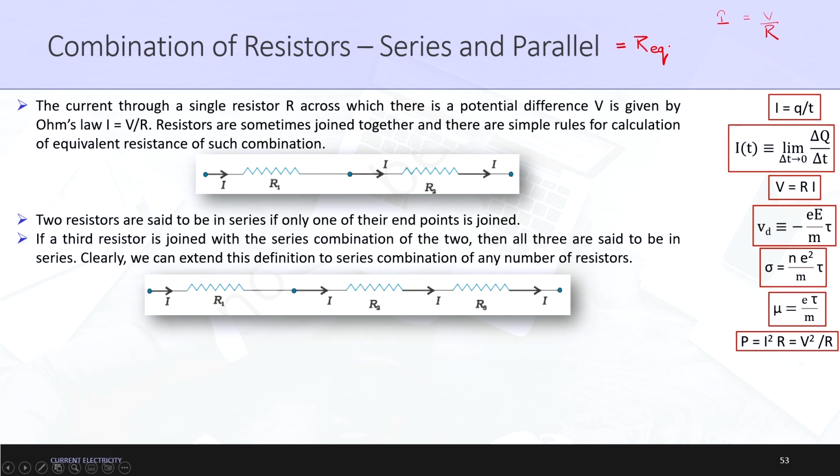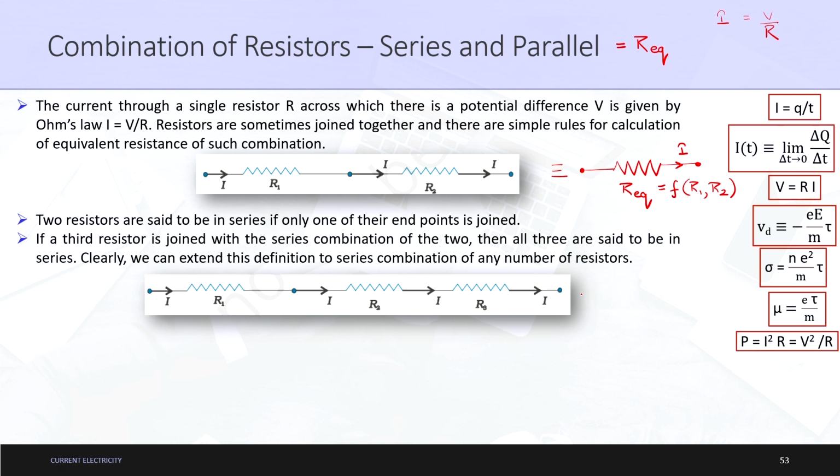Resistors are sometimes joined together and there are simple rules for calculation of equivalent resistance of such combinations. Let us say this is the first combination, for which we just need to find out the value such that if I make it a single resistor like this, with the current I passing through it, and I write it as R_eq, what will be the function of R1 and R2 here. This is the mathematical formulation we need to obtain.